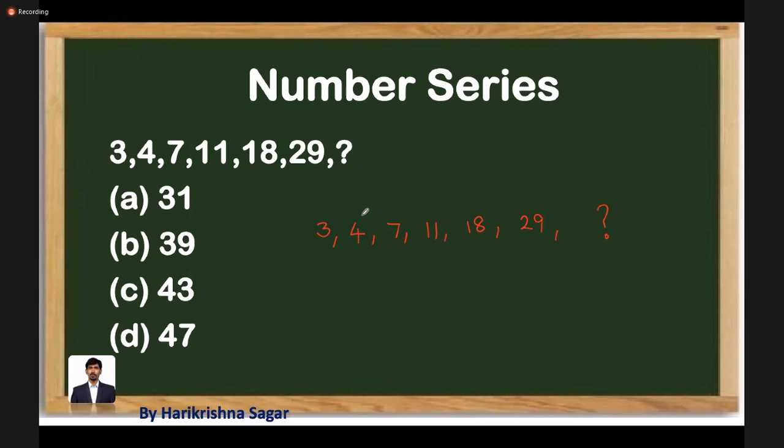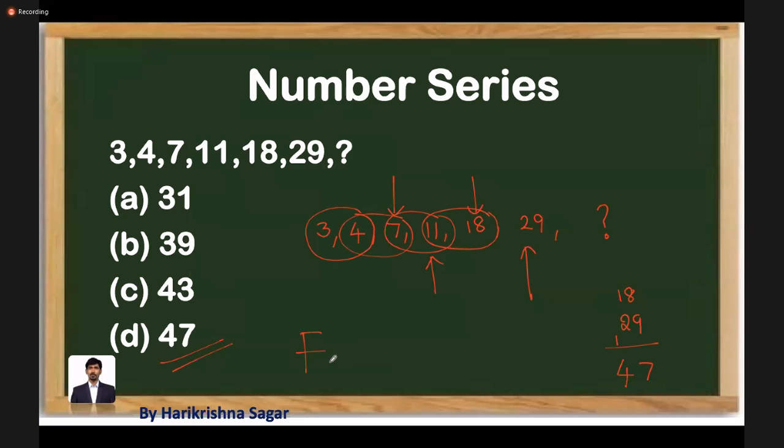We can observe 3 plus 4 is going to be 7. 4 plus 7 is going to be 11. 7 plus 11 is going to be 18. 11 plus 18 is going to be 29. What is the next term? Next term should be 18 plus 29. 18 plus 29 is how much? That's going to be 47. You can mark your answer as option D.